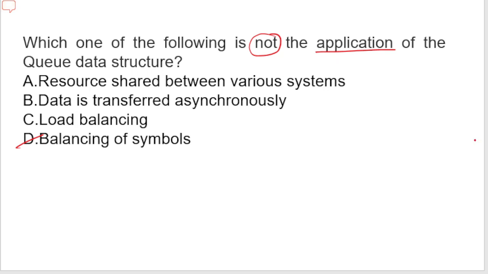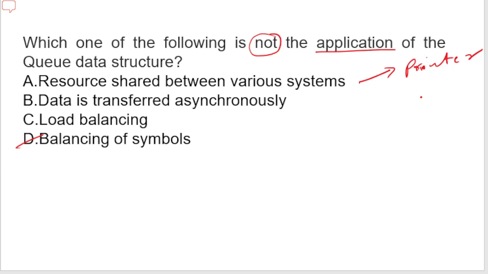Option A, resource shared between various systems, is an application of queue data structure, as it allows us to line up all the requests for the resources in a queue. Like we discussed in the case of a printer. If everyone is giving a command, it will make a queue of that. So first come first serve will happen, meaning first in first out. Whoever gives the request first, that request will be processed first.